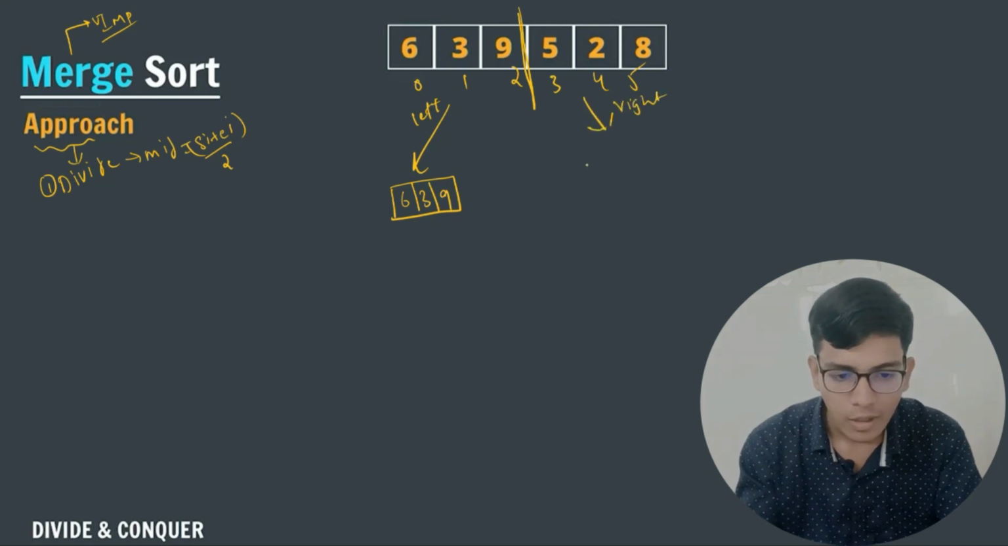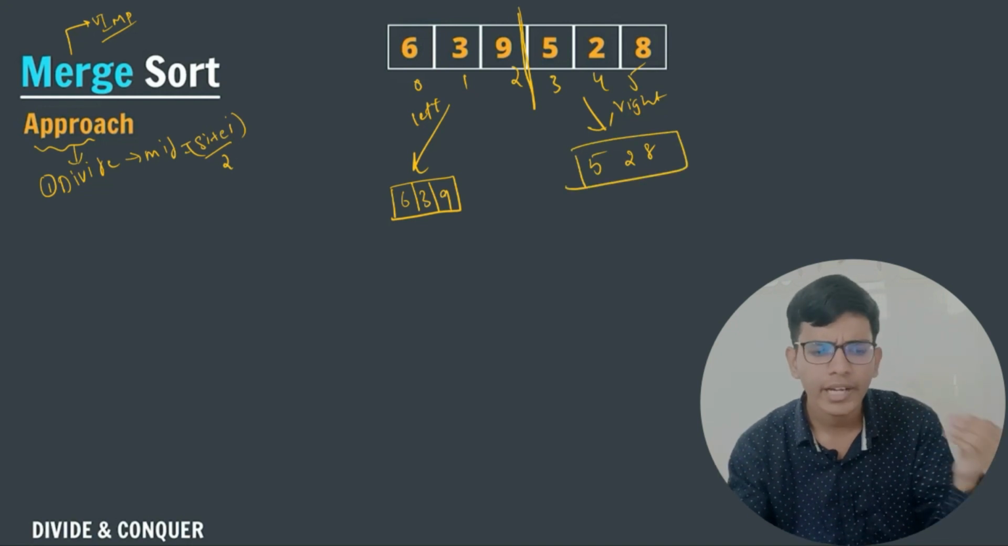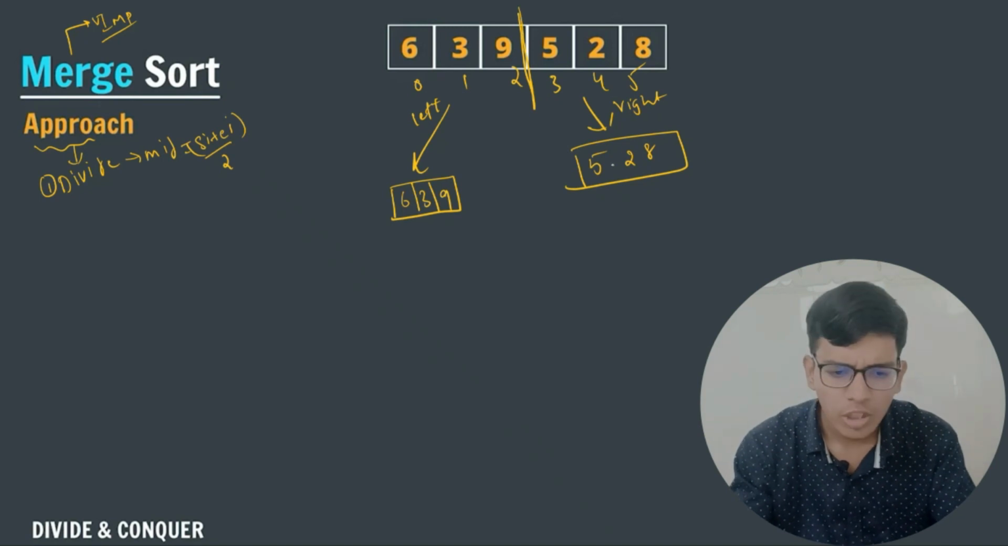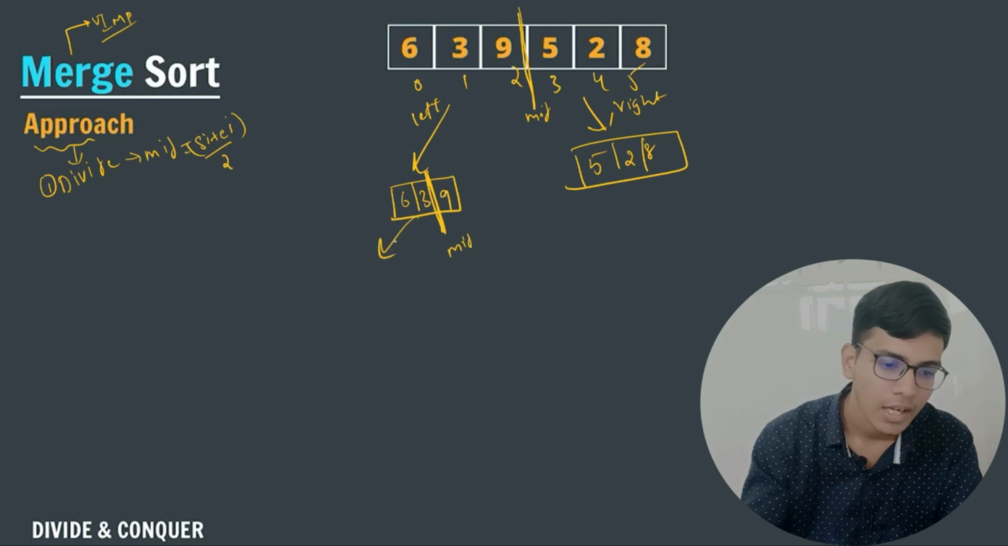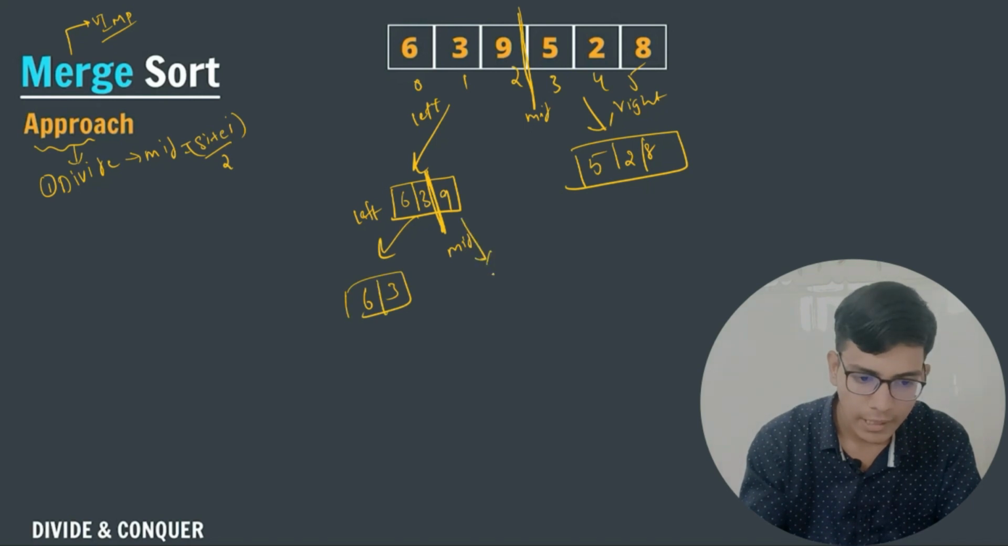So 5 2 8. I will continuously divide the given array until I get a single element. This process will continue until I get a single element. Let us consider that this is my mid, and here this is my mid too. So I will again divide the given array into 6 3, after that 9. Similarly here, this is my mid, and this is my 8 value.